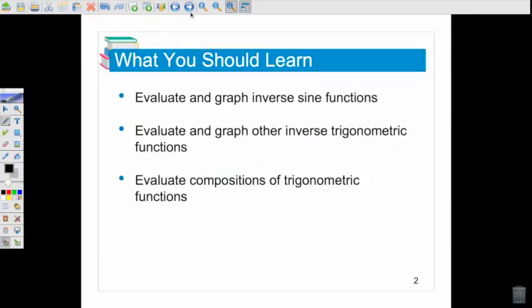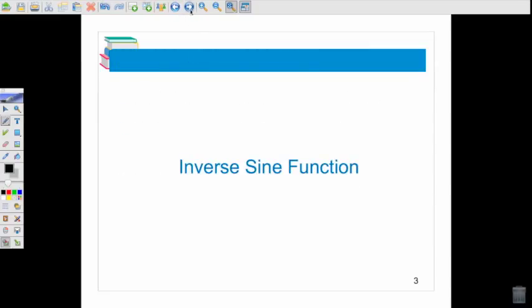Let's start it out. What are we going to be doing? Evaluating and graphing inverse sine functions. Evaluating and graphing other inverse trigonometric functions. Evaluating compositions of trigonometric functions. Alright, so we got a pretty substantial amount of stuff to do. I say we just go for it.